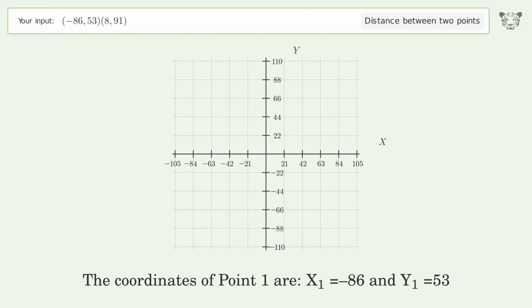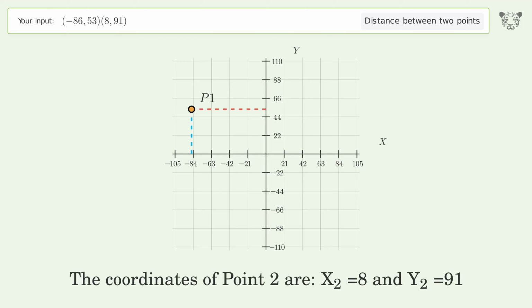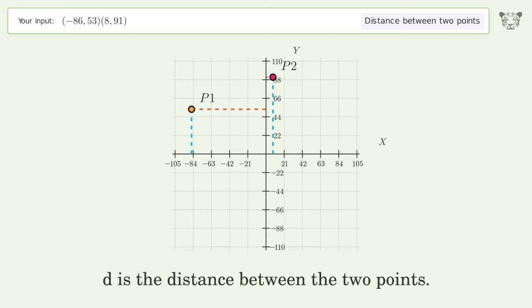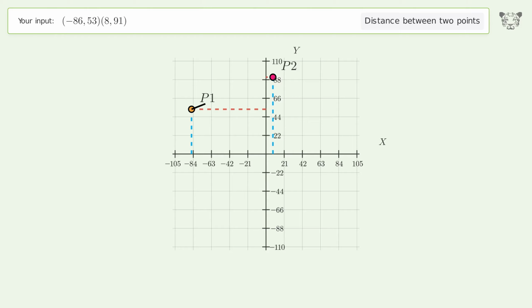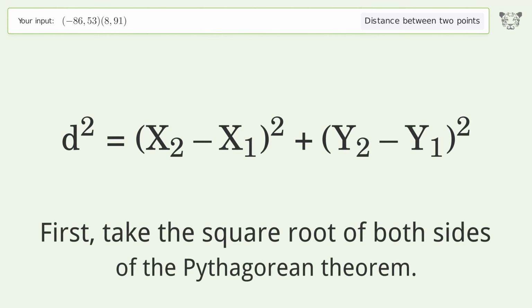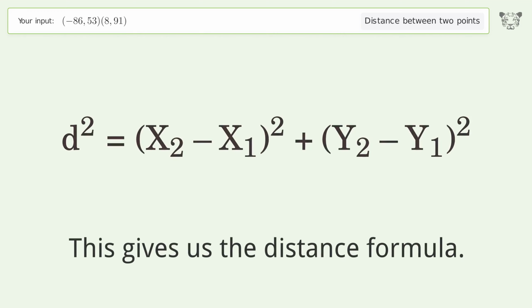The coordinates of point 1 are, x1 equals -86 and y1 equals 53. The coordinates of point 2 are, x2 equals 8 and y2 equals 91. D is the distance between the 2 points. First, take the square root of both sides of the Pythagorean theorem. This gives us the distance formula.